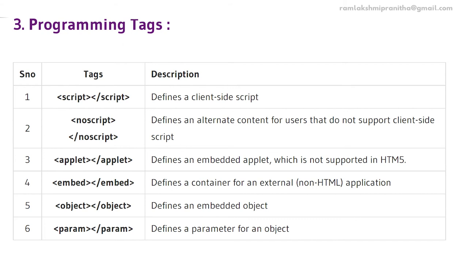4. Open and closed embed tag. Embed tag defines a container for an external, non-HTML application. 5. Open and closed object tag. Object tag defines an embedded object. 6. Open and closed param tag. Param tag defines a parameter for an object.